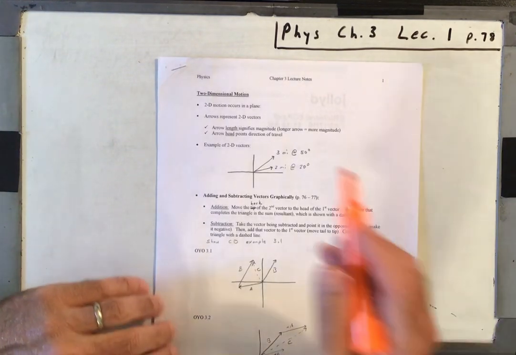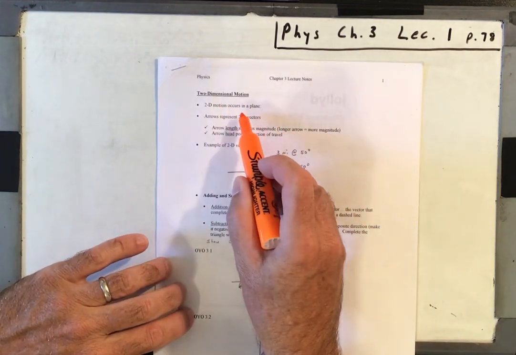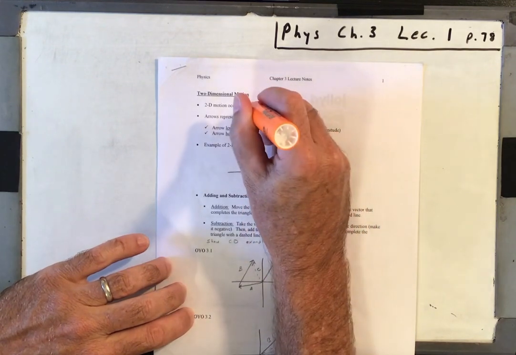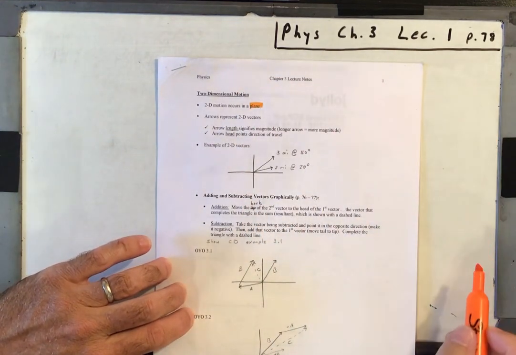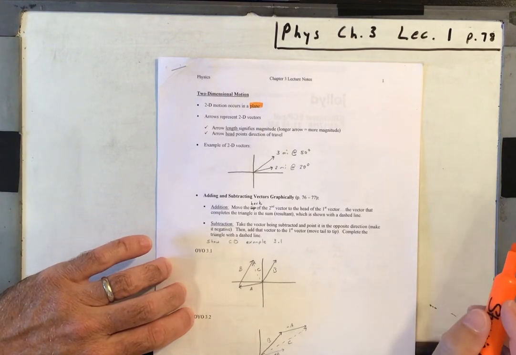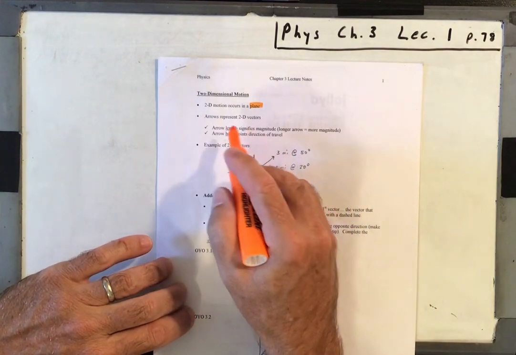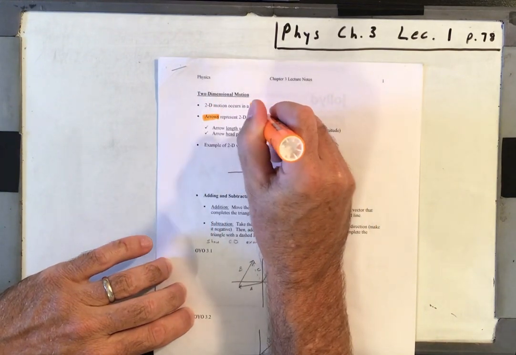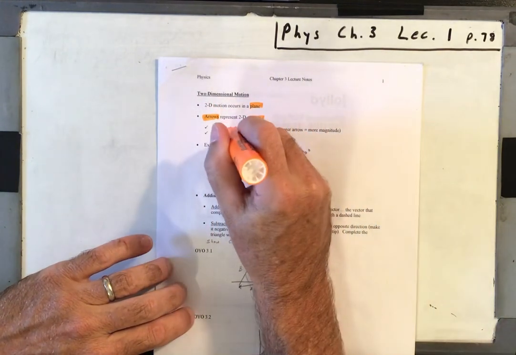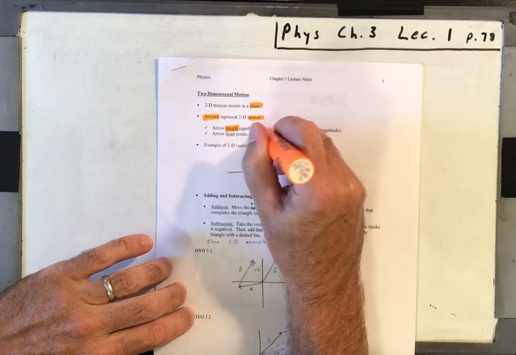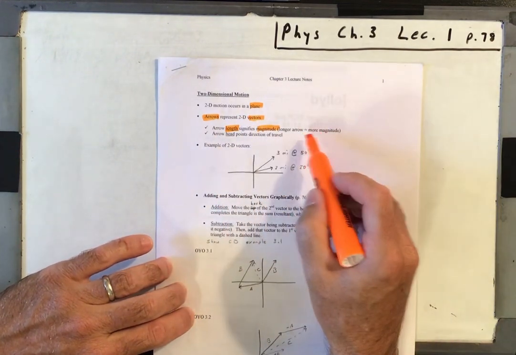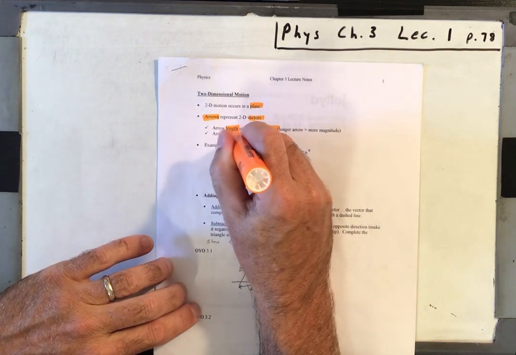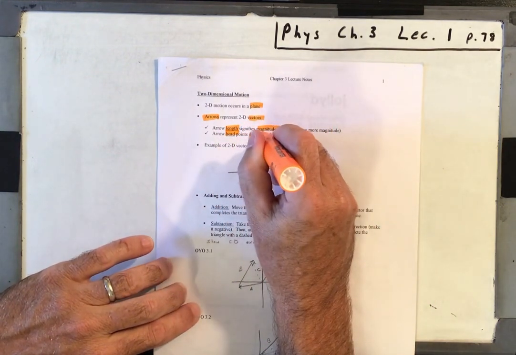So, two-dimensional motion, 2D motion, occurs in a plane, all right? So you can think of this whiteboard as a plane. It has an X and a Y axis. And arrows represent 2D vectors. The length of the arrow signifies the magnitude. So the longer the arrow, the more magnitude. And the arrowhead points in the direction of travel.